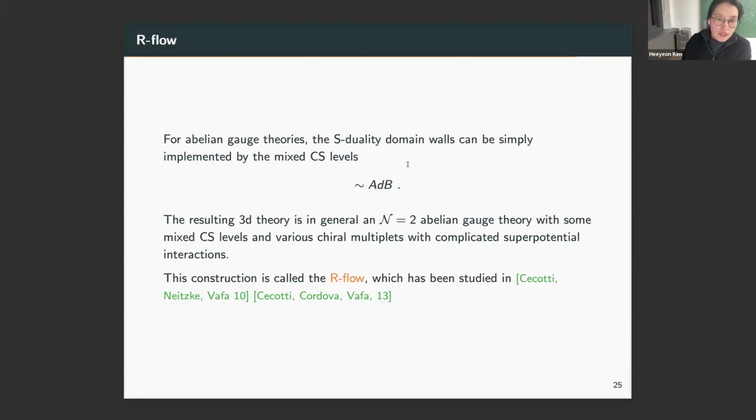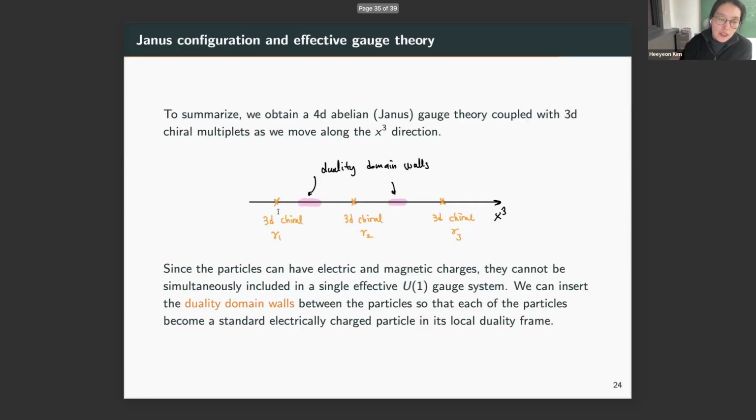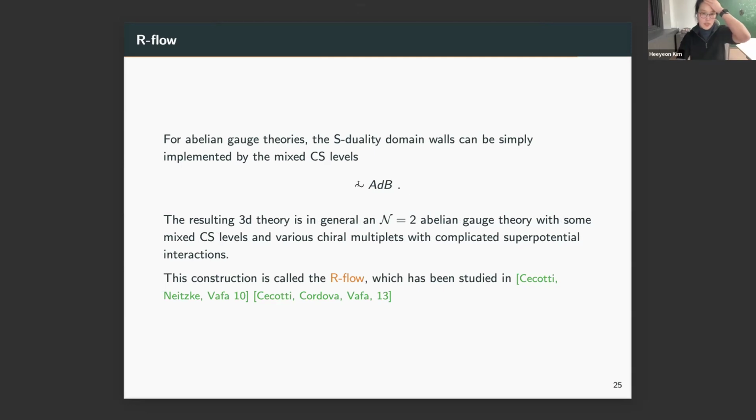So these are just abelian gauge theories. And in this case, such an S-duality domain wall can be simply understood as just adding the mixed Chern-Simons level like A dB, where A is a local gauge field around this chiral multiplet, and B is a local gauge field around the chiral multiplet, and if this is electric and this is magnetic, the duality domain wall can just be described in terms of this mixed Chern-Simons level.